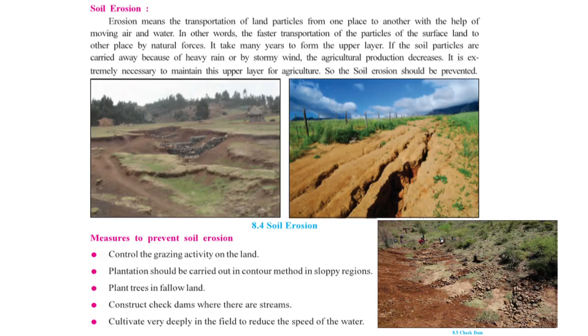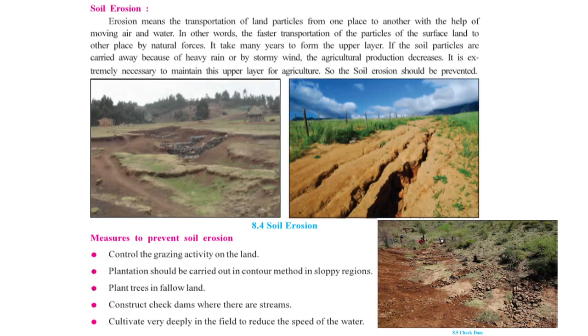The transportation of the upper part of the land takes place. It goes from one place to another. You can easily see in the pictures given that the upper layer of the land is transported from one place to another. This is what you call soil erosion. Now why does this erosion take place? There are many reasons. Yes, there is heavy rainfall, or the wind blows at high velocity. Or sometimes, because of human beings also, this type of soil erosion takes place.